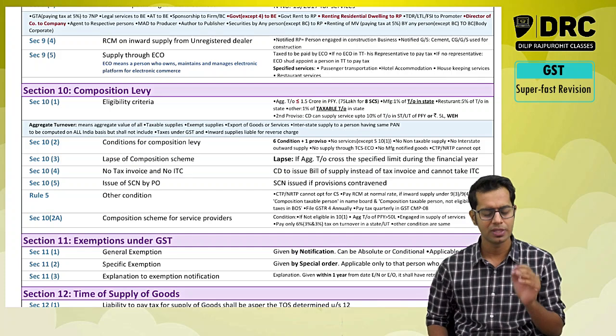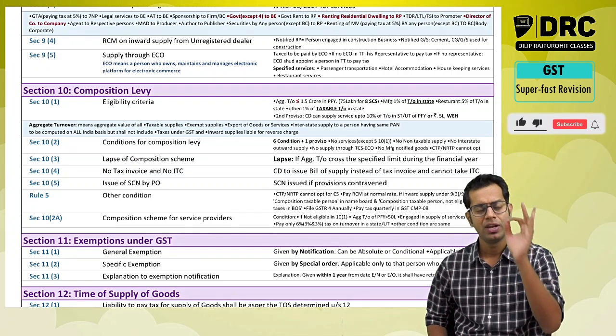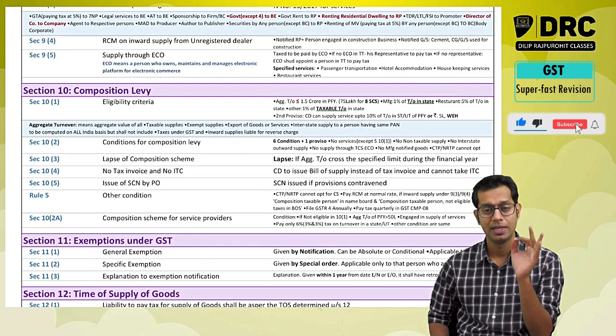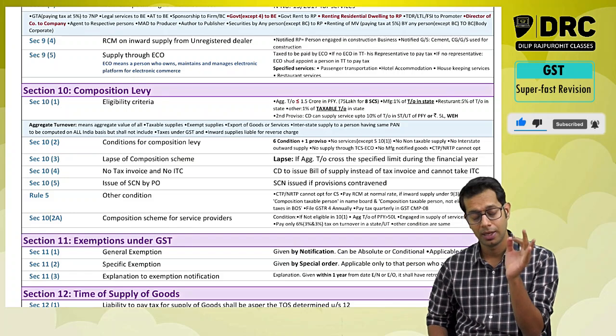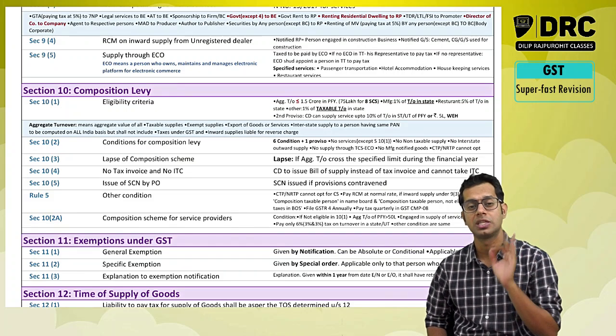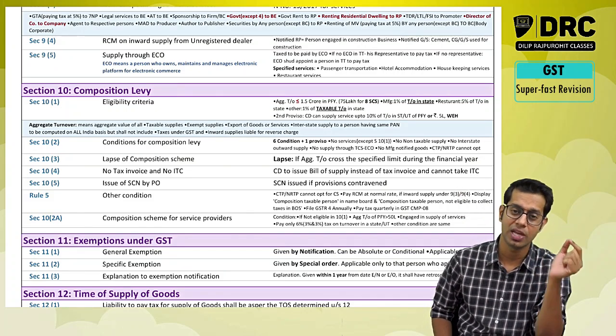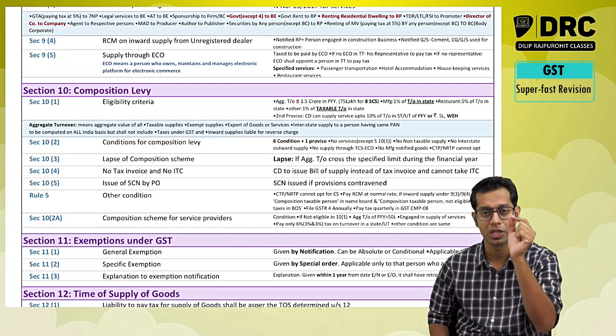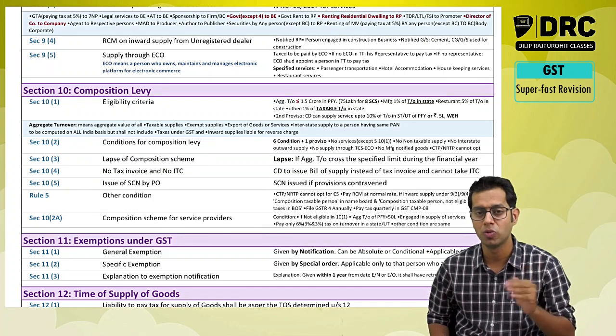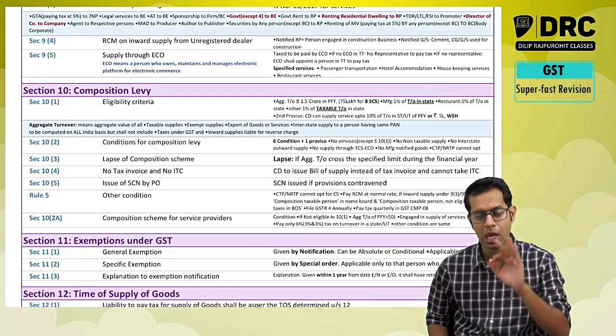Section 10 subsection 1 says eligibility. Every registered person is eligible to opt for composition. Every registered person may opt for composition scheme if his aggregate turnover in the preceding financial year has not exceeded 1.5 crores or 75 lakhs. He can pay the tax at composite rates instead of paying the tax at normal rates. What are the composite rates?